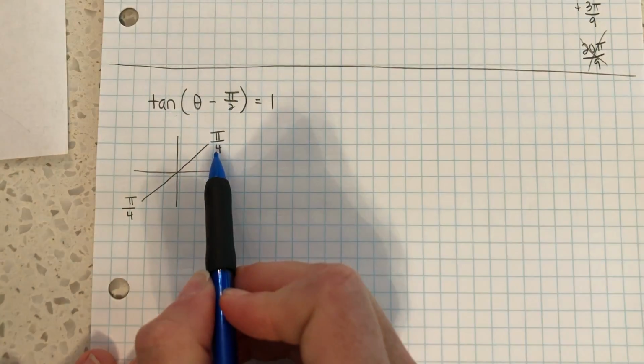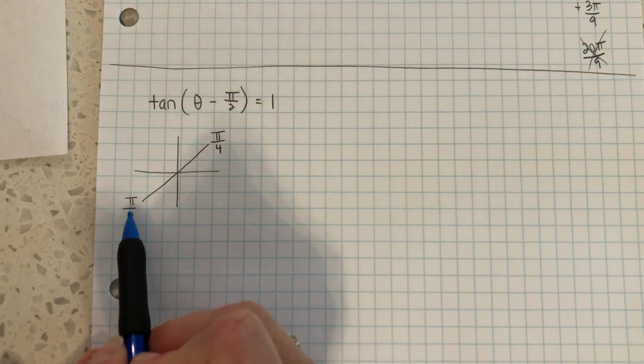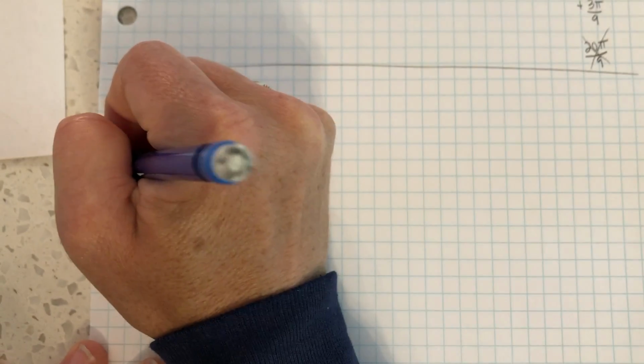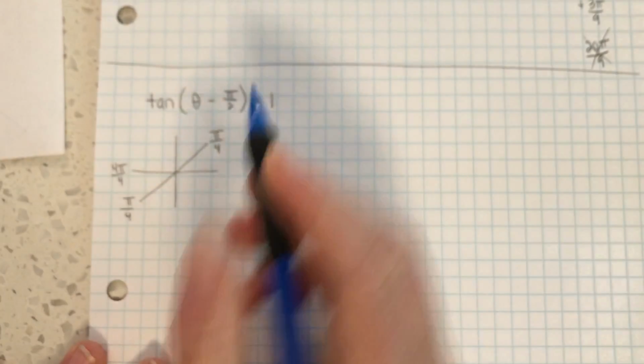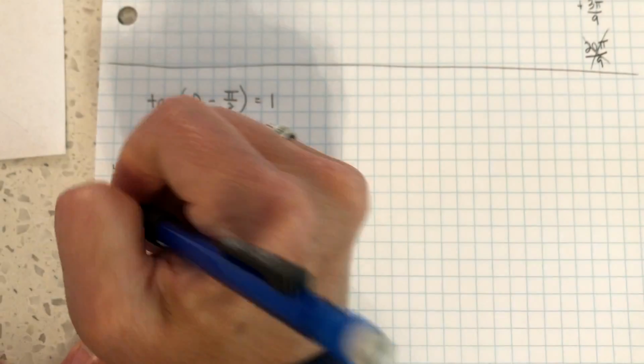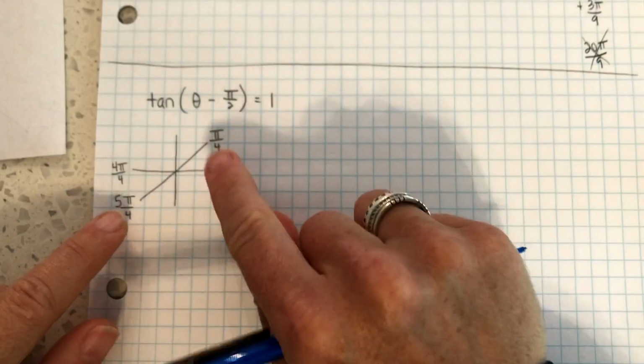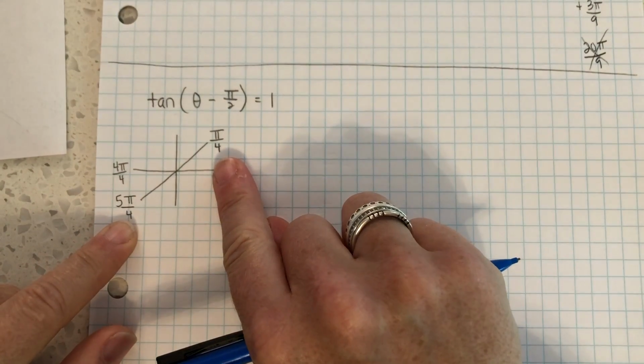Well, in quadrant 1, pi over 4 is pi over 4. But what multiple of pi over 4 landed in quadrant 3? Well, again, in the world of pi's over 4, this is pi, which is 4 pi's over 4. So the one that came right after it is 5 pi's over 4. Okay, so these are your two fake answers to this equation, right?